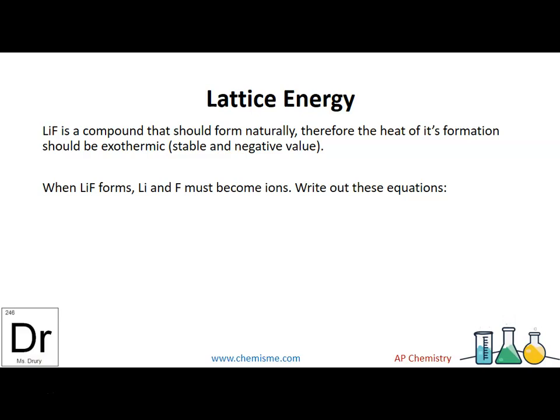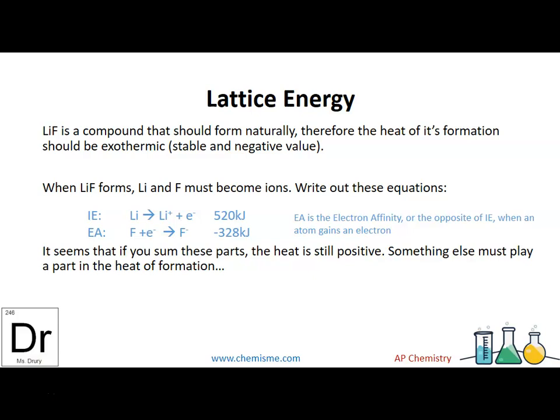If you remember from the previous videos, when lithium forms its ion and loses its electron, we call it an ionization energy. If we look it up in a textbook, the ionization energy requires 520 kilojoules. Fluorine attains electrons. That's called electron affinity, or its ability to attain electrons. When it attains electrons, it gives off 328 kilojoules, which is good, stable. But if you sum only these two parts together, you're going to get a value that's still positive, and that is not stable in the world of heat, right? So something else must be in play in order for this reaction to occur. There must be other things going on.